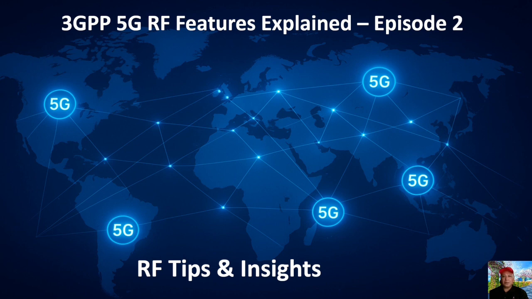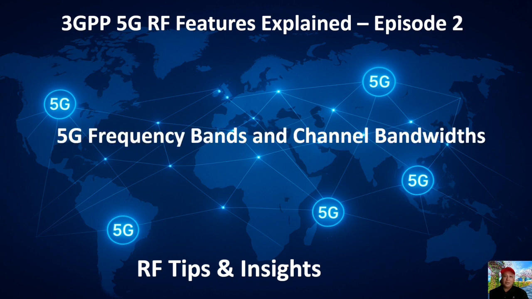In this episode, we'll explore one of the most essential parts of any RF design: frequency bands and channel bandwidth. You will see how 3GPP divides the 5G spectrum into FR1 and FR2, and how New Radio achieves incredible flexibility in bandwidth and deployment.